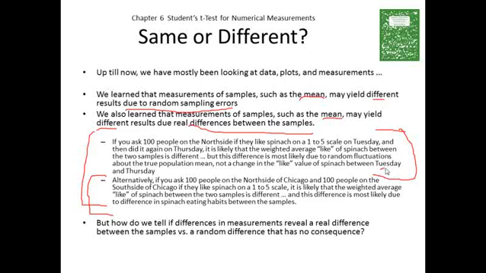Now, the question then comes, if this postulate is true, how do you tell if the difference of a measurement reveals a real difference between the samples versus a random difference just due to random sample error that has no real consequence? And that's the question we're beginning to ask now. Is it the same or is it different? Are the samples really part of the same population, or are they representative of two different populations? The north side population versus the south side population. Are they really different or are they the same?